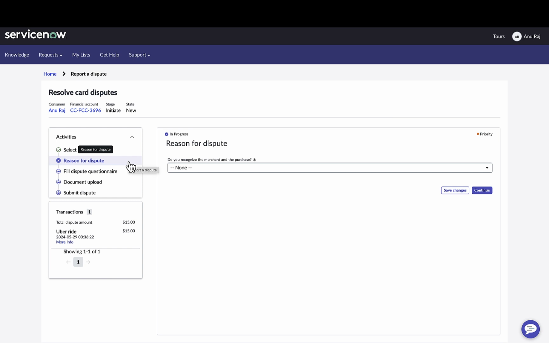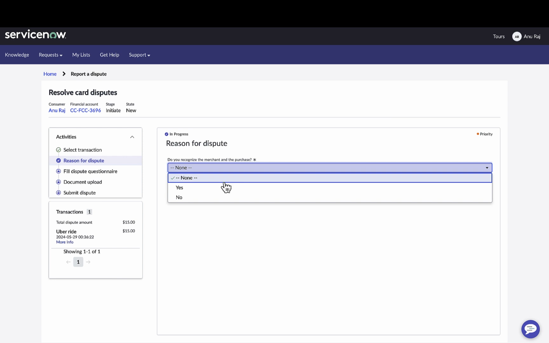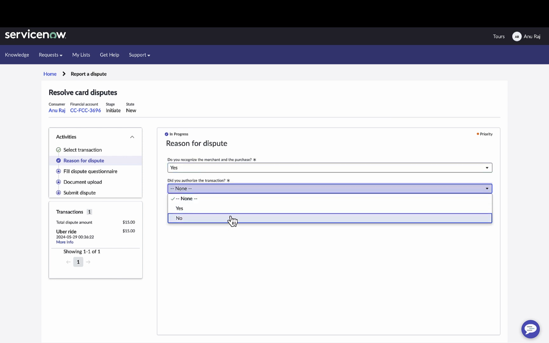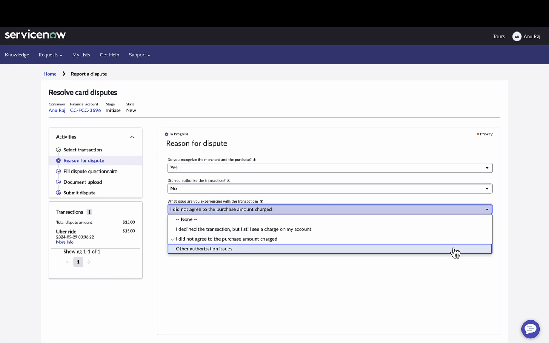Next, it moves to the reason for dispute stage of the playbook, where Anu begins to fill out information that will ultimately determine the reason code for his dispute. While Anu does recognize the transaction of merchant, he did not authorize it.